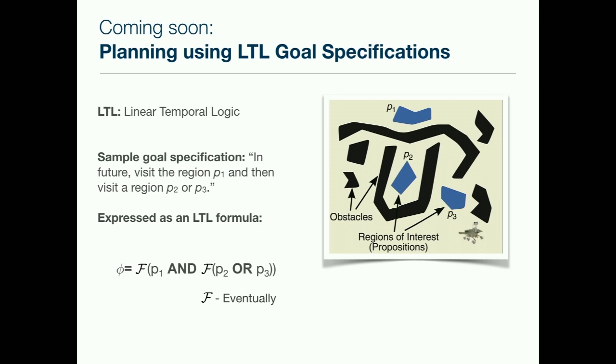So here I'm giving you an example that is also a segue to the second part of my talk. You have a space and you have a robot in here, and you have a goal specification, but the goal specification is the following. In the future, visit region P1, P1 is at the very top of the slide, and then visit region P2 or visit region P3. This can be expressed in some logic. In here we use linear temporal logic. How do you plan for a mission like this?